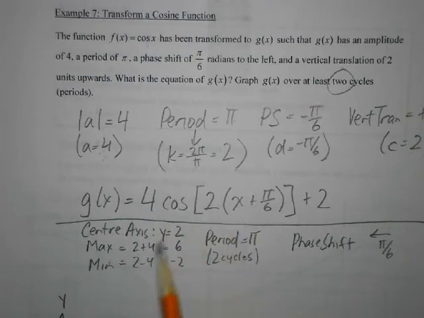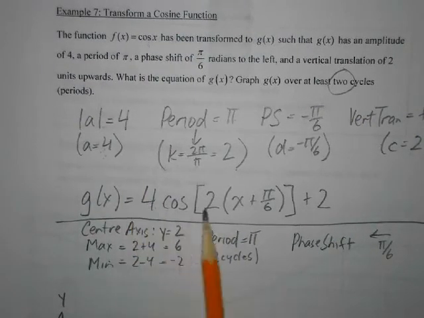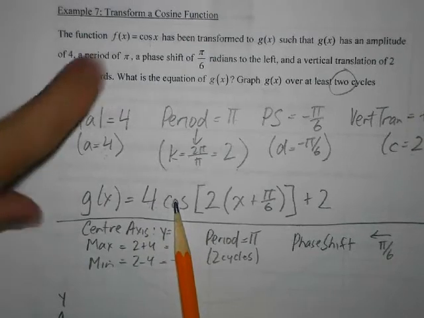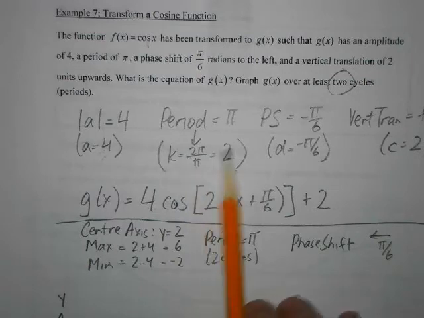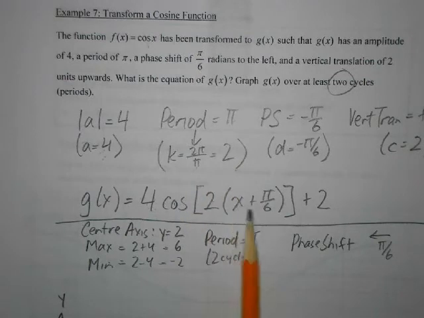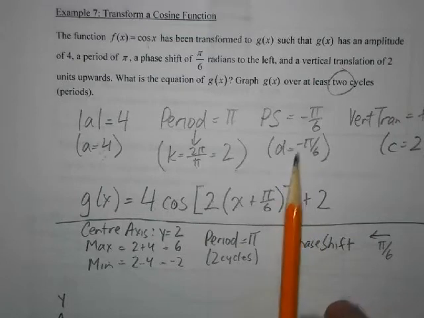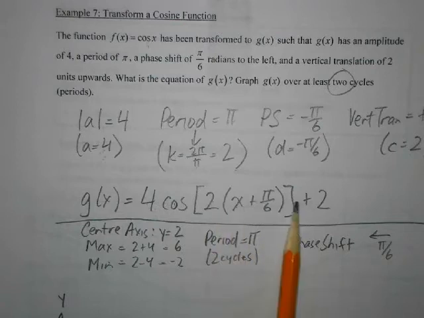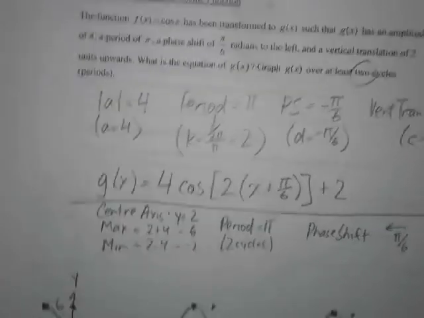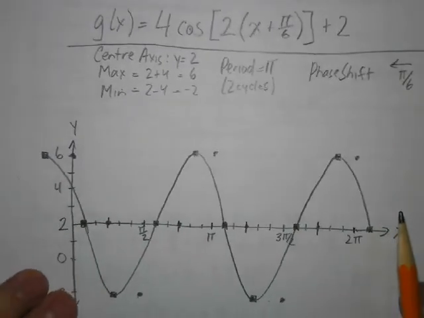Okay, this is from your template formula. So the a is 4. You put your cos in because you know it's a cosine transformation. The k value is 2. Then your x minus d, so x minus negative pi by 6 is plus pi by 6. Make sure you've got all the brackets there, and then a plus 2. Okay, so we've got our equation, and let's just go directly from the equation now to graph this.